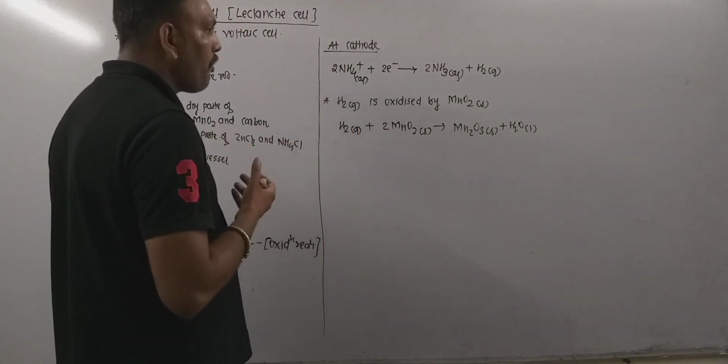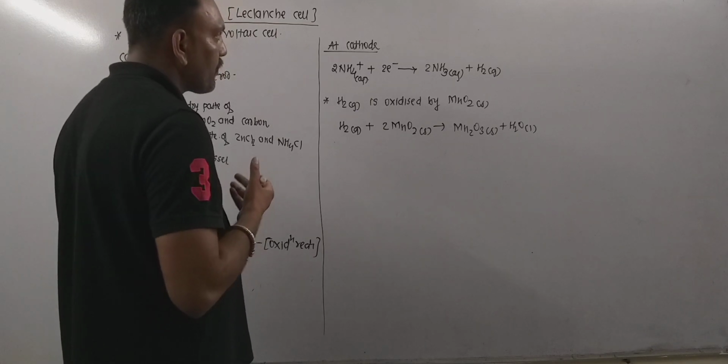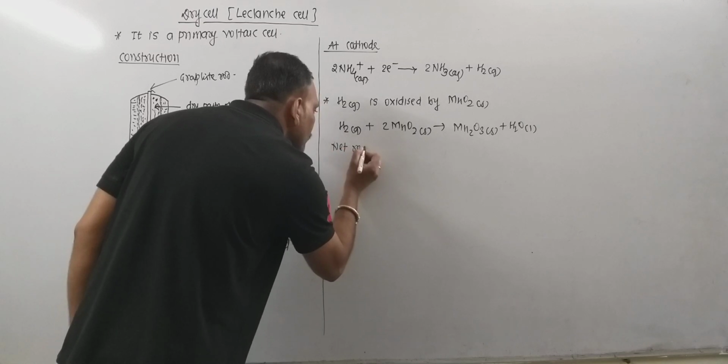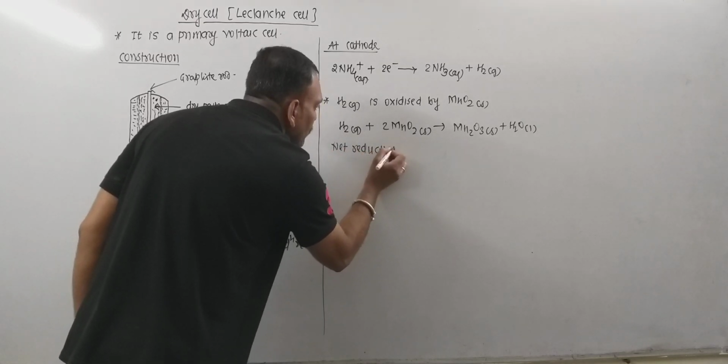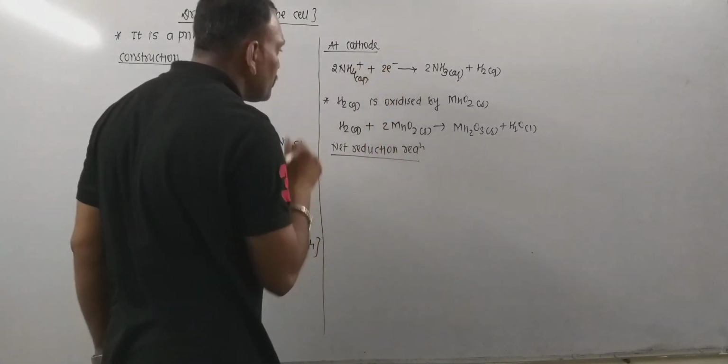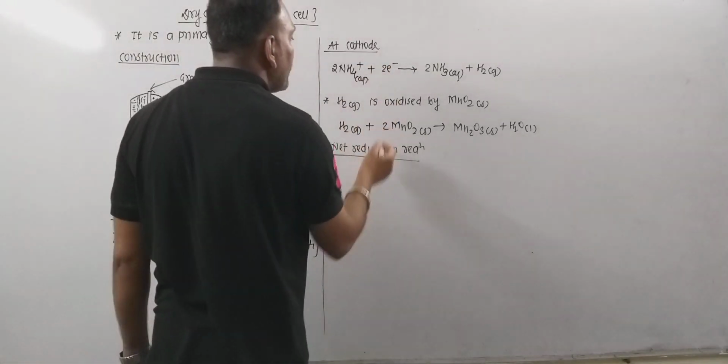Now a very important thing is the net reduction reaction at cathode. So net reduction reaction is addition of these two things. So what happens when we add these two?